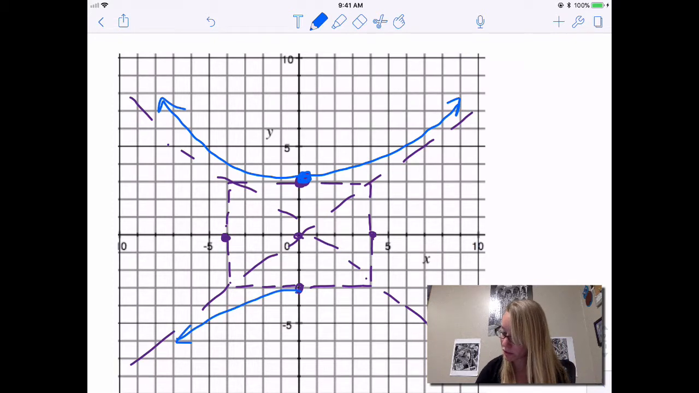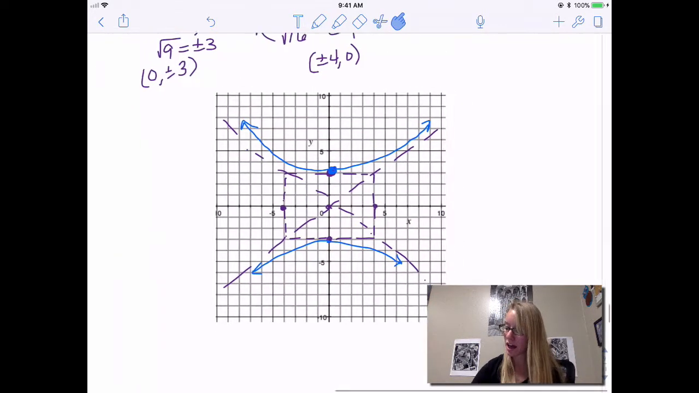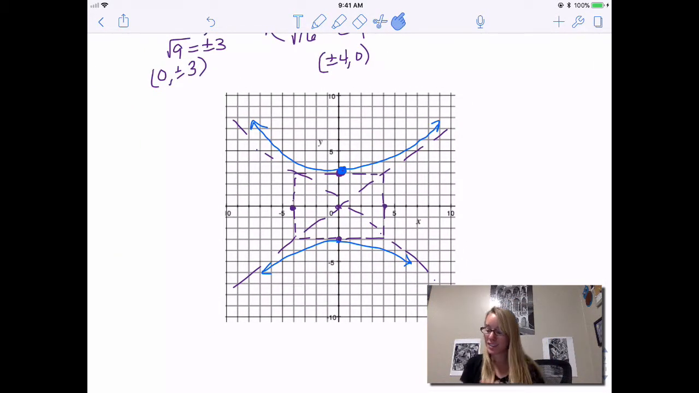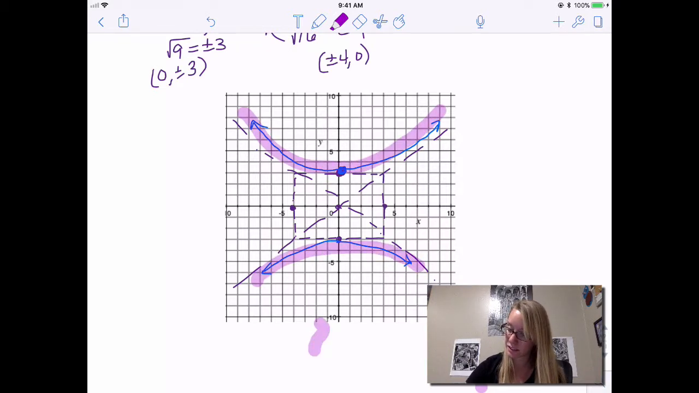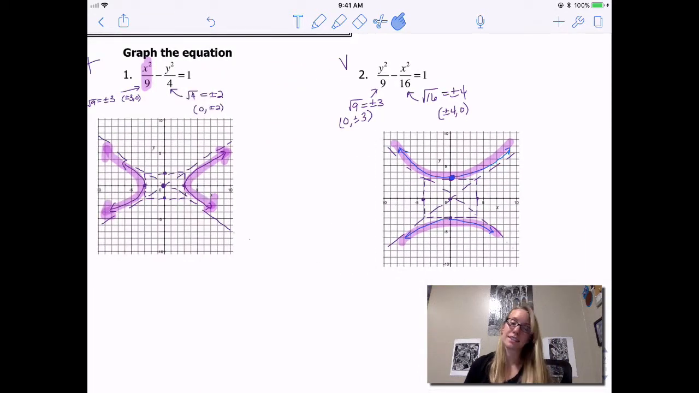Again, notice it almost looks like you've got two parabolas. We call them branches. And those branches are a little wider, a little more pulled toward the asymptote than we typically see in a parabola. And again, it doesn't matter in this case that our x denominator, that 16, was bigger than the y denominator. The reason we open up and down is because y is positive, or y is first.